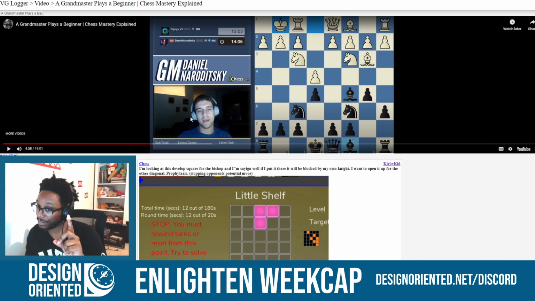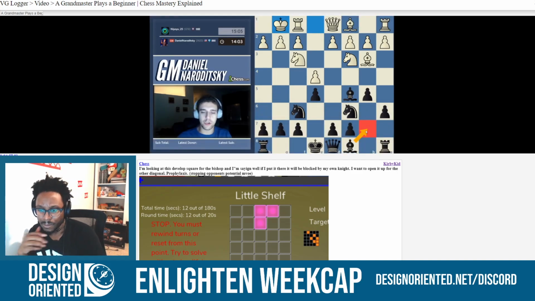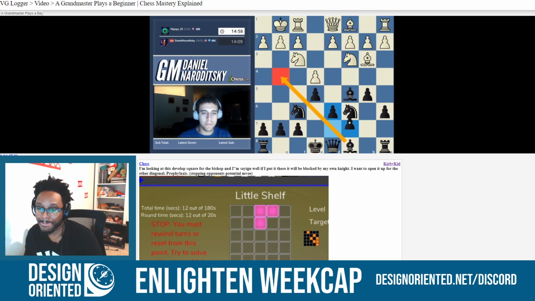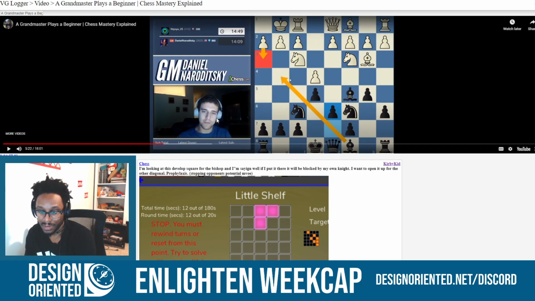But I'm looking at this development square for the bishop and saying, well, if I put it there, it's going to be blocked by my own knight. I want to open up the other diagonal for the bishop to put it on g4. Still completely normal, and what my opponent could do here, potentially, is play the move h3 in order to stop my bishop from coming out to g4. This is called prophylaxis, which is a very, very intimidating sounding term until you realize that all it really means is the stopping of the threats posed by your opponent.